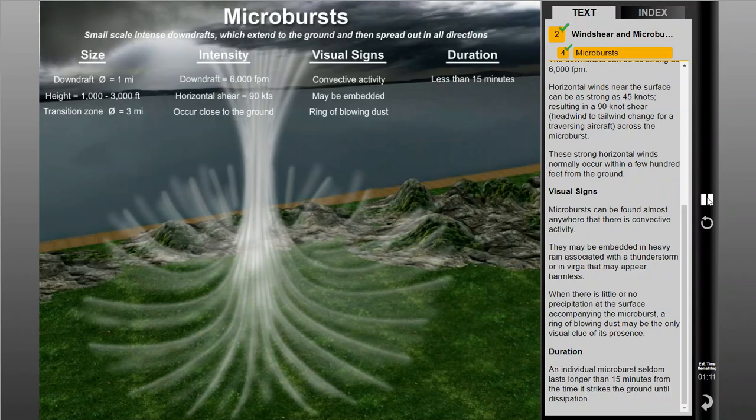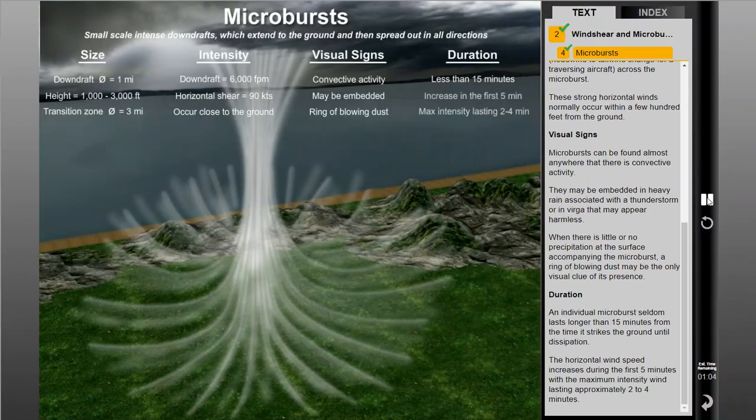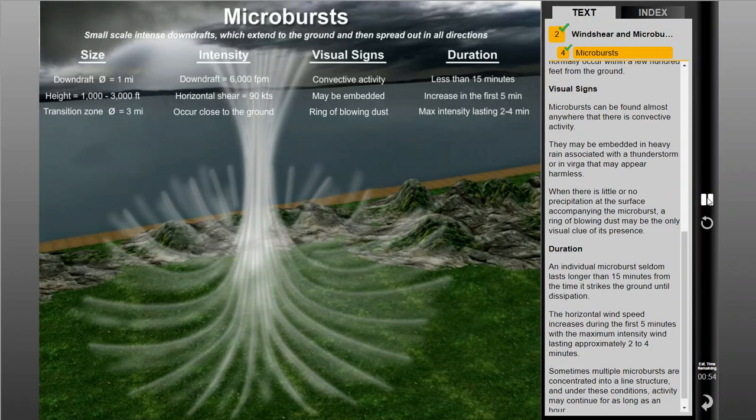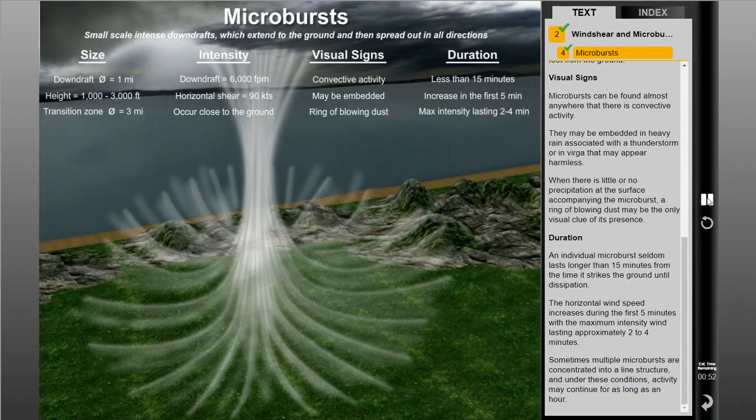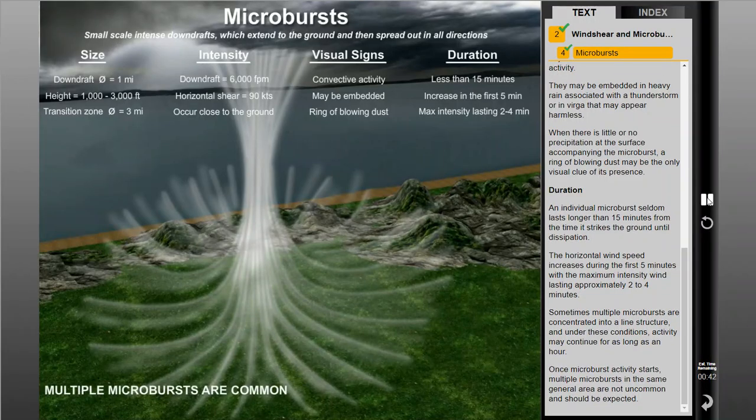An individual microburst seldom lasts longer than 15 minutes, from the time it strikes the ground until dissipation. The horizontal wind speed increases during the first 5 minutes, with the maximum intensity wind lasting approximately 2 to 4 minutes. Sometimes, multiple microbursts are concentrated into a line structure, and under these conditions, activity may continue for as long as an hour. Once microburst activity starts, multiple microbursts in the same general area are not uncommon and should be expected.